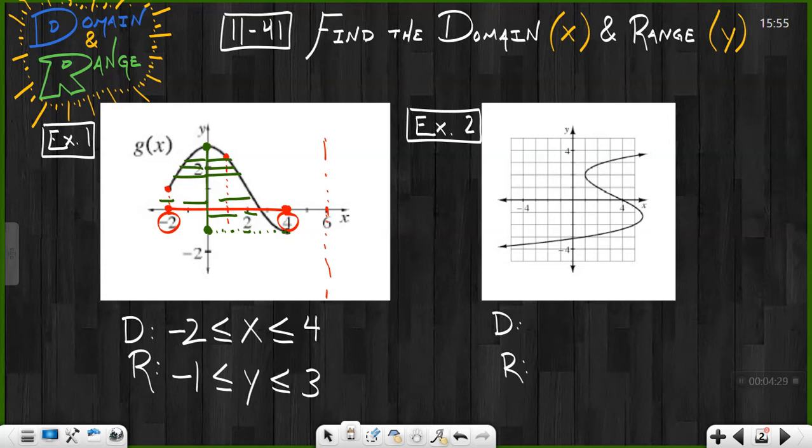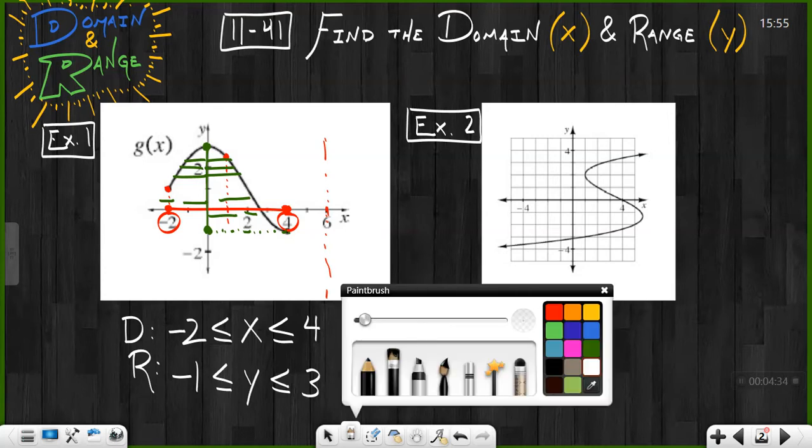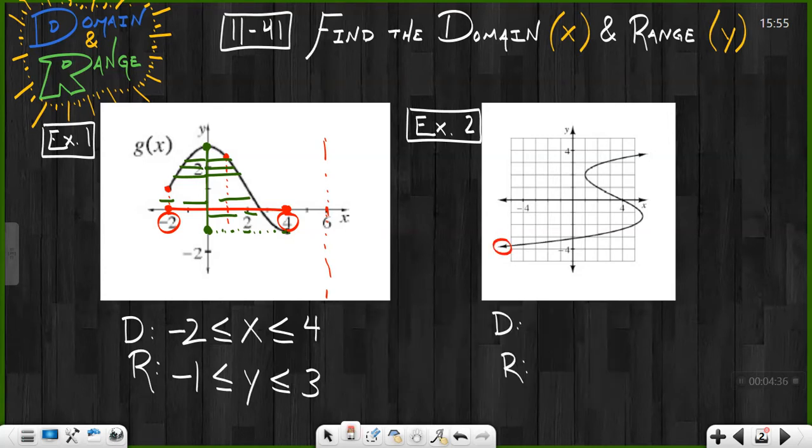All right, let's take a look over here at the next one. In this next one, we have something unique. In this case here, now I've got some arrows. You can see an arrow there and an arrow there. And that means it continues on forever in the direction that it was headed prior to leaving the graph.